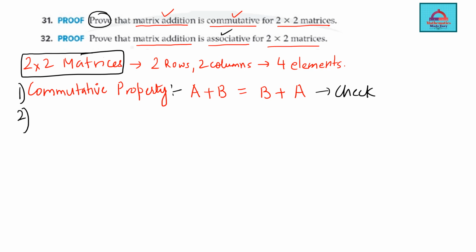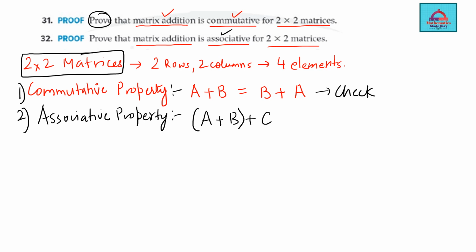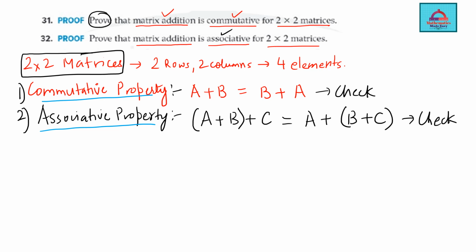The second property is associative. When I say the word associative, the thing that should come to your mind is brackets, and that we have more than 2 matrices. So A plus B plus C. Now if I add A plus B first and then add C to its result, or if I add B plus C first and then add A to its result, that means changing the brackets, the result is still the same. This is another property we need to check. So now that you know what the commutative and associative properties are, let's check them.